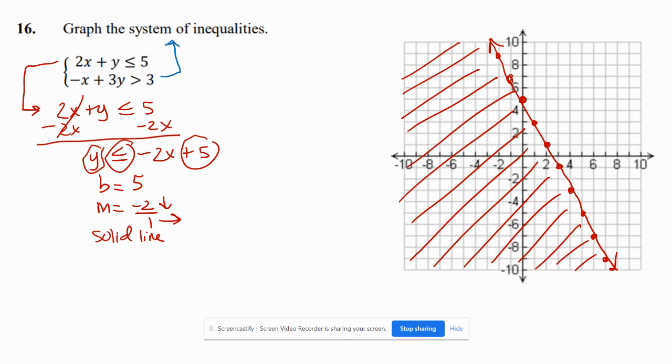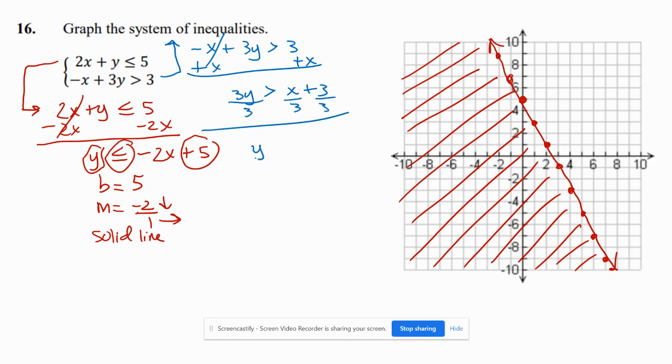So the other one was negative x plus 3y is greater than 3. I'm going to add x to both sides. Cancels. I'm going to have 3y is greater than x plus 3. Divide everything by 3. So we're going to have y is greater than x divided by 3. Technically x has a coefficient of 1, so I'm just going to write that as 1/3 x, so I can clearly see the slope. And then plus 3 divided by 3 is 1. So our y-intercept will be 1.